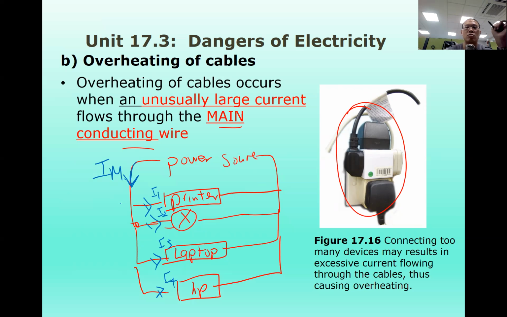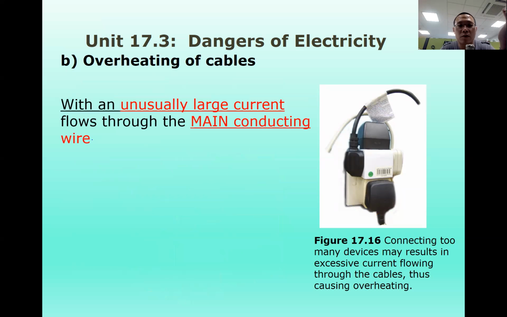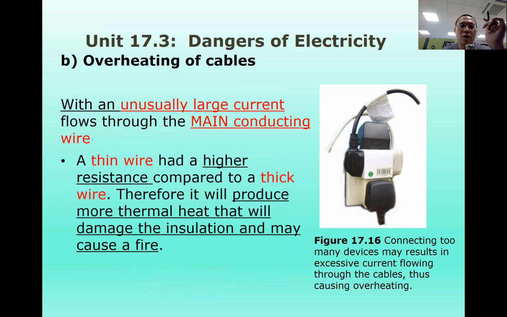Which means the current I draw is actually larger than what I anticipated. Maybe when I built this socket, my intention was only for 2 appliances to connect to it, the laptop and handphone. But what I did is I connected 4 or 5 appliances. Because of that, the current I draw from the main will be unusually large. And because of that, you'll find that the current in this main cable, the main conducting wire, is very high.